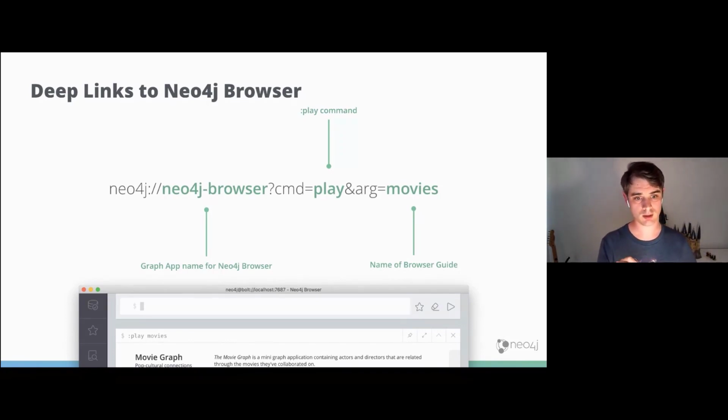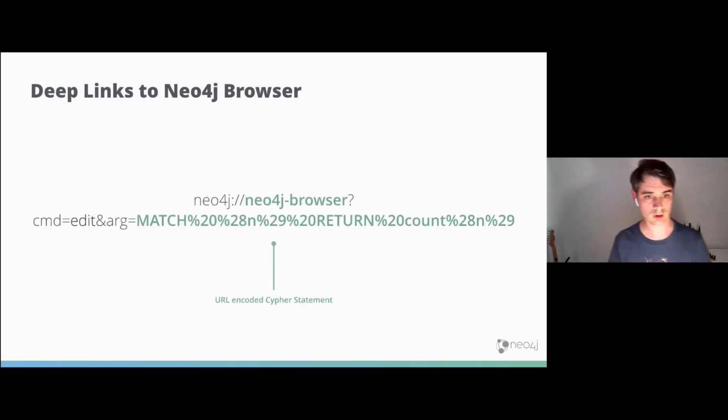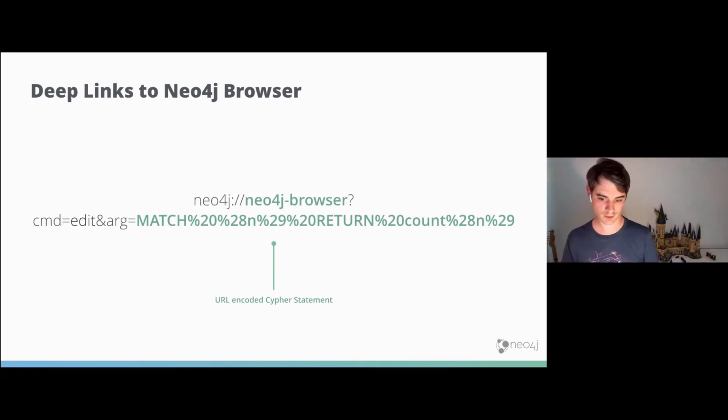You can also add in commands and arguments as well. So for example, in this case, we're instructing Neo4j Browser to open up the movies browser guide when it opens up. You can open it up pre-filled with a Cypher query as well. So you use the command of edit, and then the arg is the actual query itself. And you can chain these along as well. So you can say arg equals, and then the first query, semicolon, and ampersand arg equals, and then the second query, and then it will load them up for you.